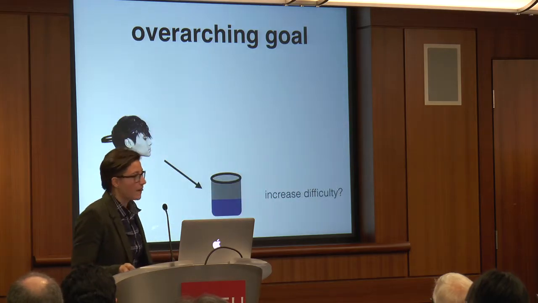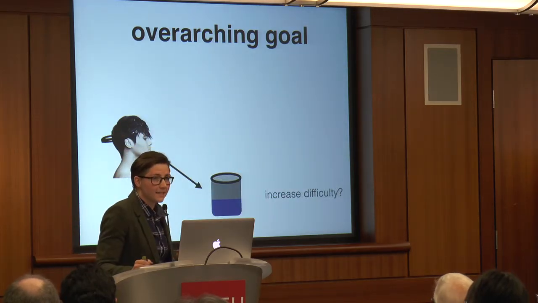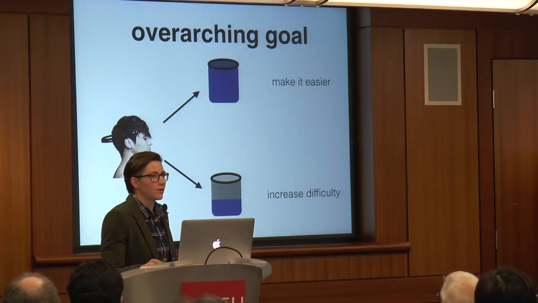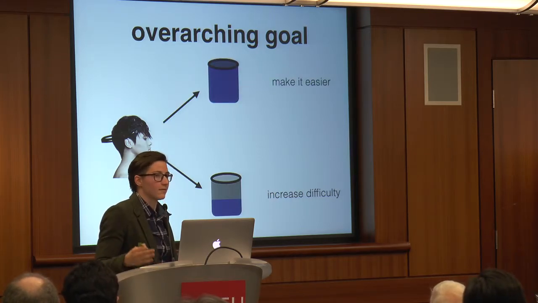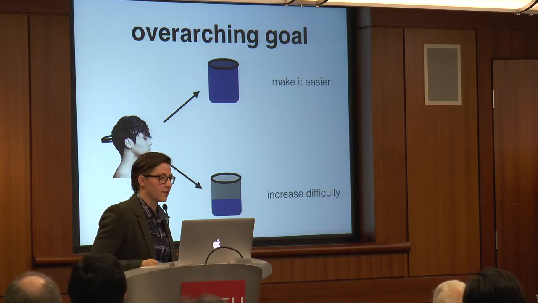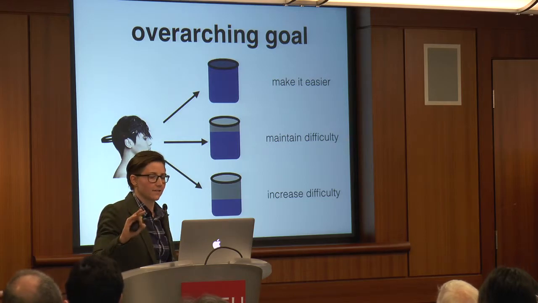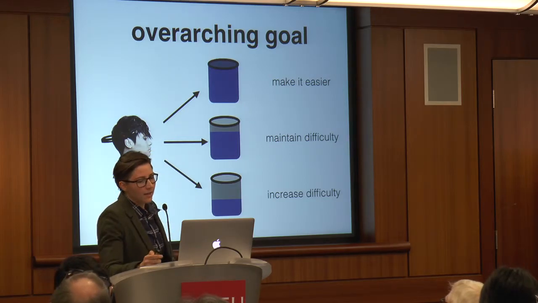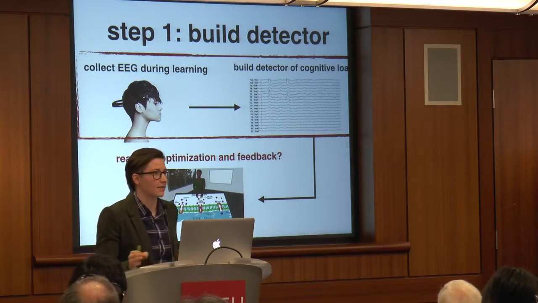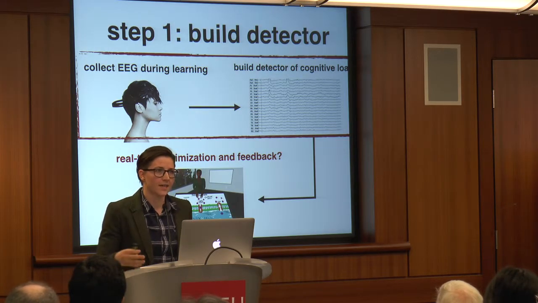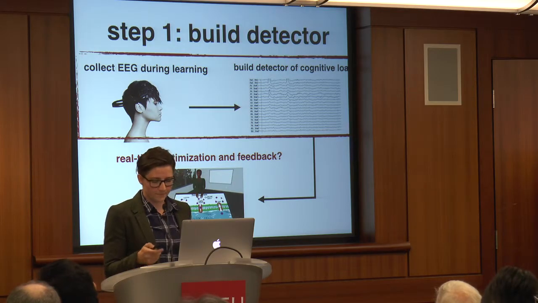So for example, if the load is too easy, then we might want to increase the difficulty. If their load is exceeding their memory resources, we might want to back down the task difficulty. Or if it's at an optimal level, we might want to maintain that level of difficulty for the time being. This project, however, is focused on this first step. We want to see if we can actually build a detector of cognitive load in an intelligent tutoring system.